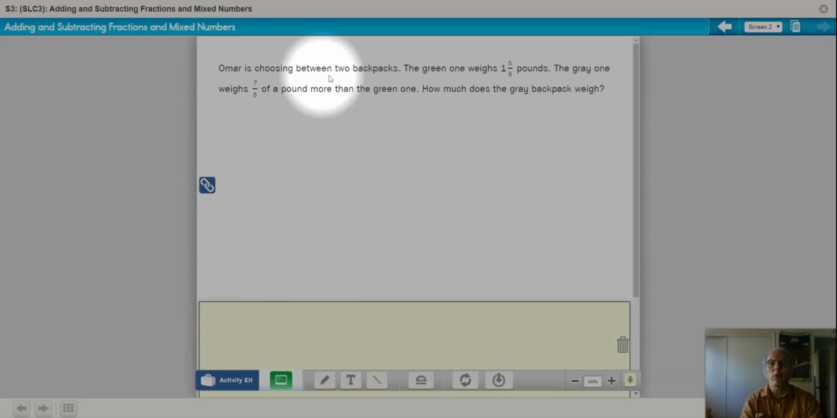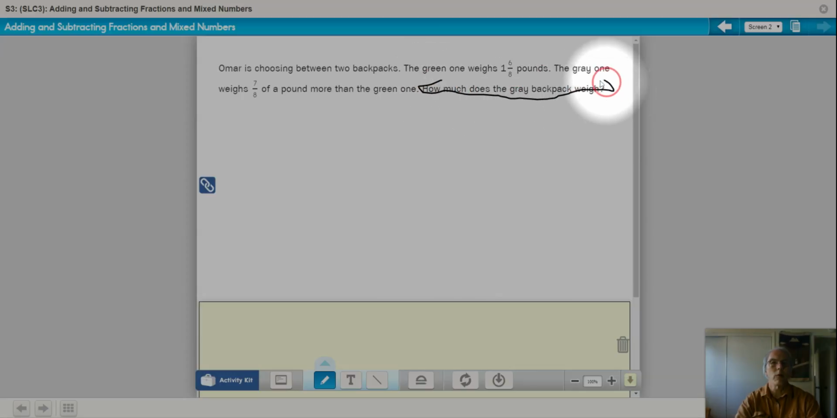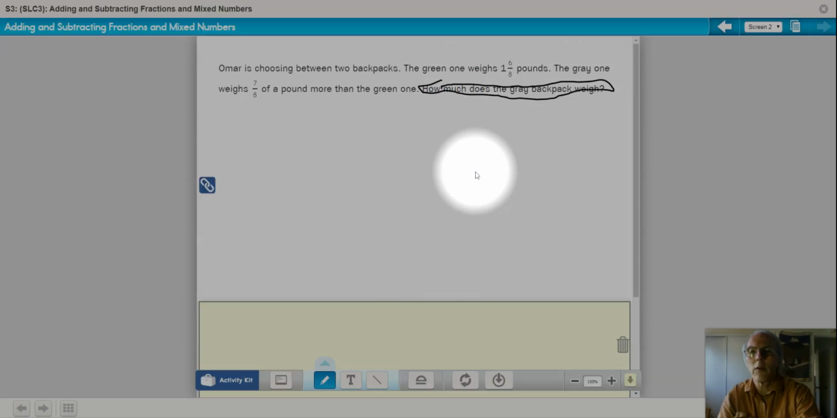Omar is choosing between two backpacks. The green one weighs 1 6/8 of a pound. The gray one weighs 7/8 of a pound more than the green one. How much does the gray one weigh? So obviously we want to focus on our question. Circle the question. I'm doing this with my mouse, so it looks awful, but it says how much does the gray pack weigh? I'll try with my finger and see if it works any better.